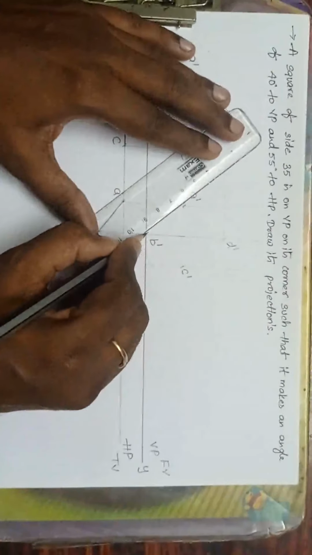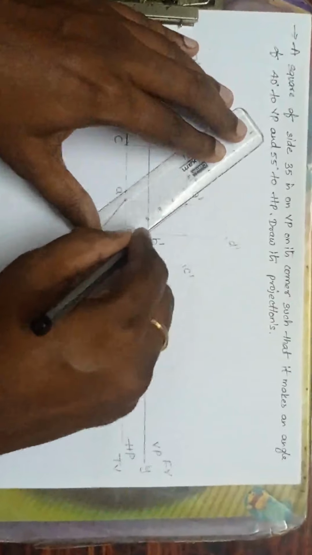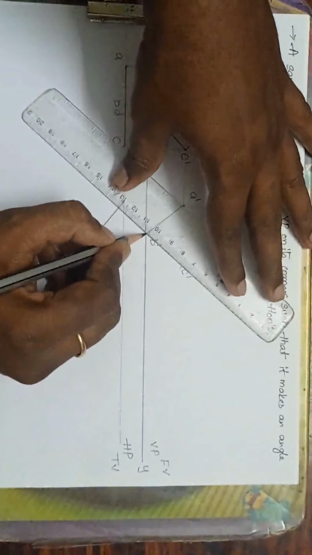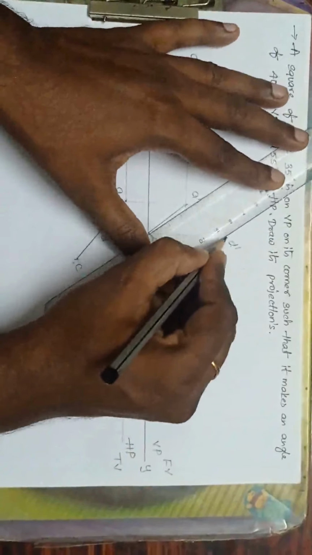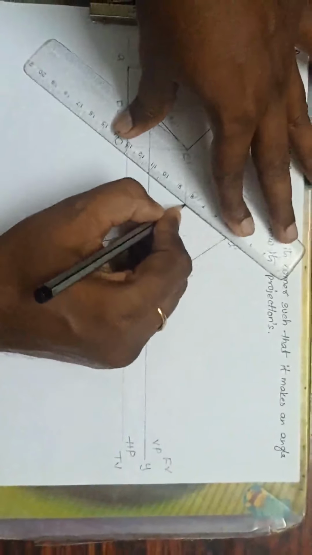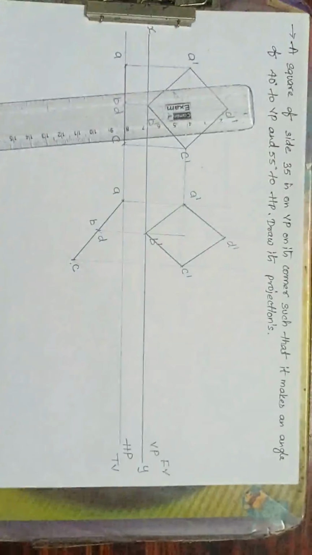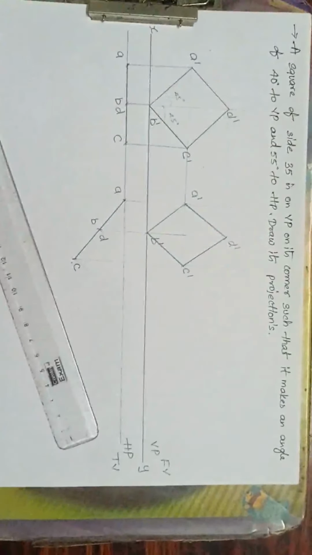This is A dash, B dash. This should be dark. A dash, B dash. Okay, B dash, C dash. C dash, D dash, and D dash, A dash. Done? Fine. Now next what to do?